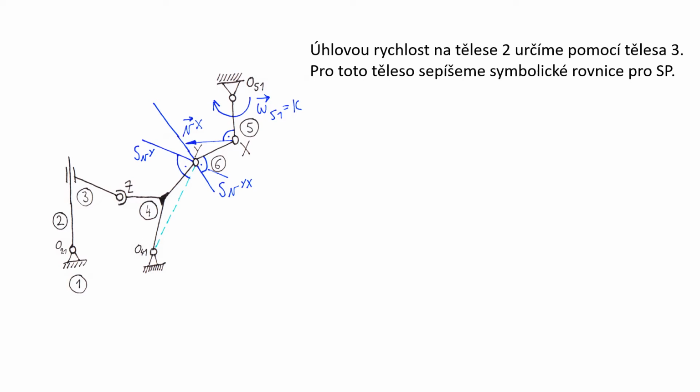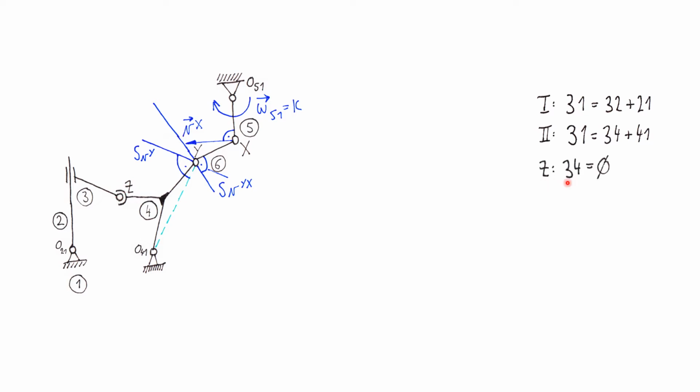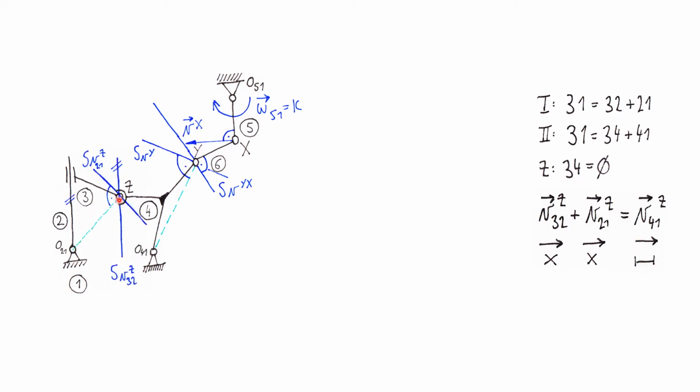Now we will continue with body number 3 that is performing a combined motion. So we will write down the symbolic equations for 3 with respect to 1, and that is connected to the frame via body number 4 and number 2. In point Z, the 3-4 motion is 0, so we can rewrite the equation and solve it as usual. So in Z, V32 plus VZ21 is equal to VZ41. And we will solve this equation for VZ41.